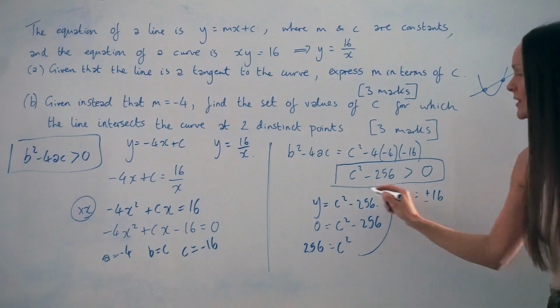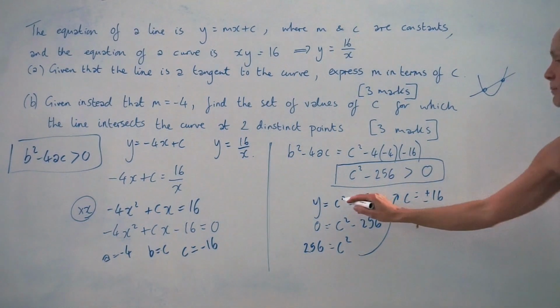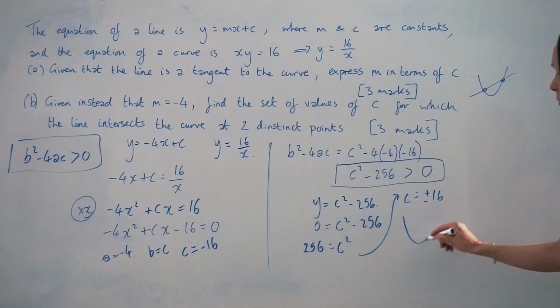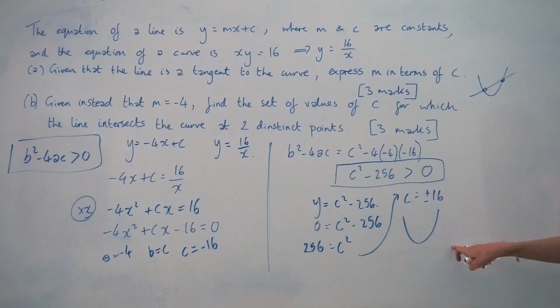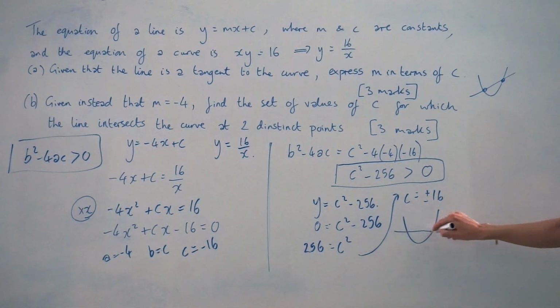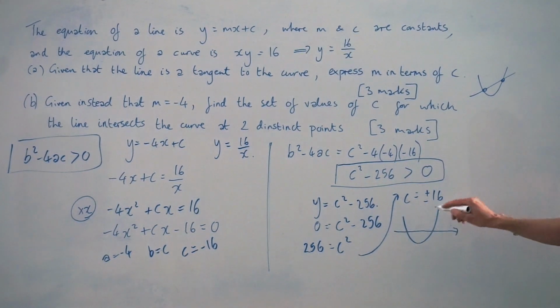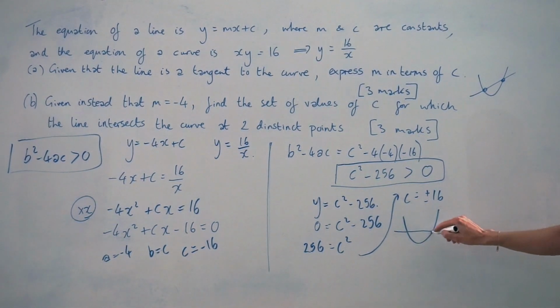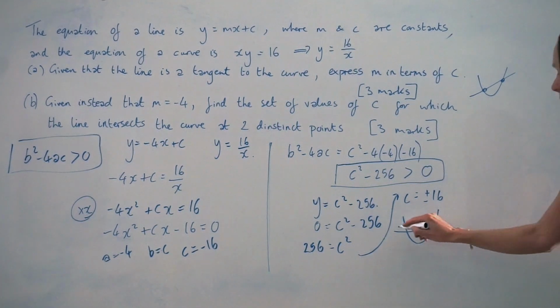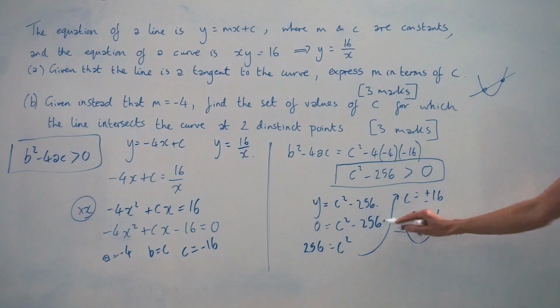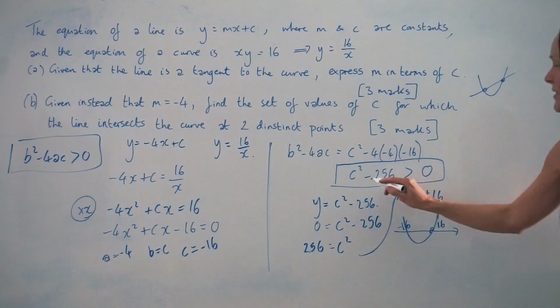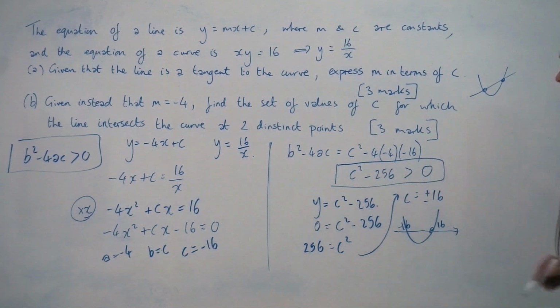So if you were drawing this parabola on a graph, it's positive c squared, so the parabola would be this way up. Had it been negative c squared, you would draw it the other way around. And we're saying that the points of intersection along here would be positive and negative 16. Okay, so that's if it's equal to 0. But when you compare it with the inequality, we can see that it's actually greater than 0.